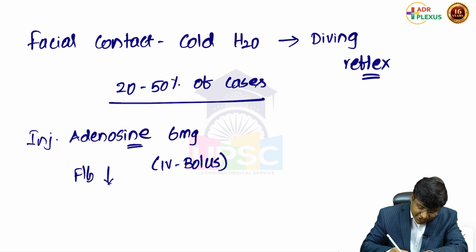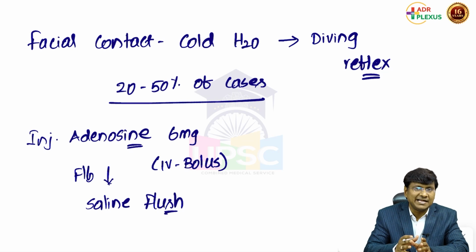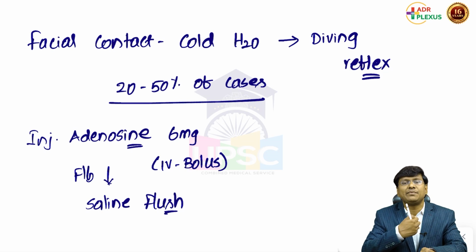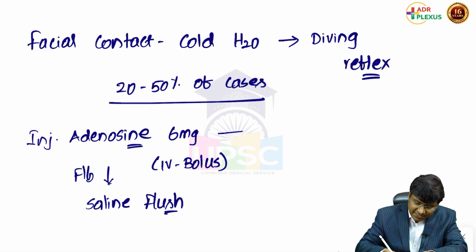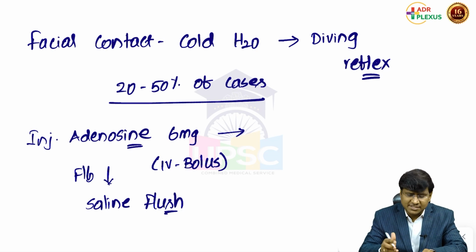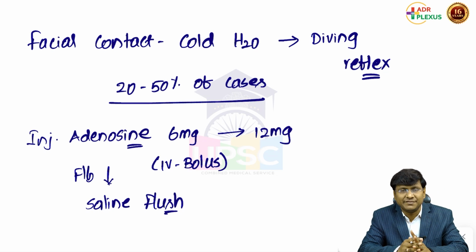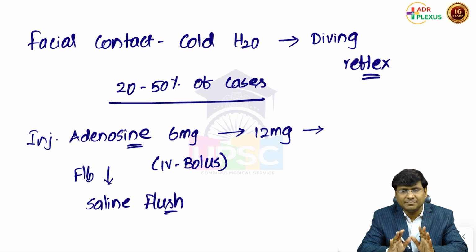by a saline flush. Now, why you need to give a saline flush is because the half-life of the adenosine is very short. It is like 10 to 15 seconds. So once you give a saline flush, this adenosine which has been given through the peripheral line will immediately go to the heart and cause the AV nodal blockade. And with 6 milligrams, if there is no reversal, then you need to give 12 milligrams of the adenosine. And with 12 milligrams also, if the reversal comes, then well and good.